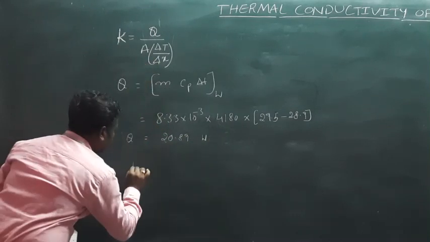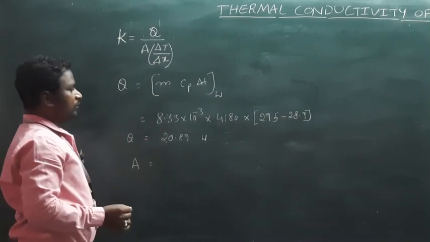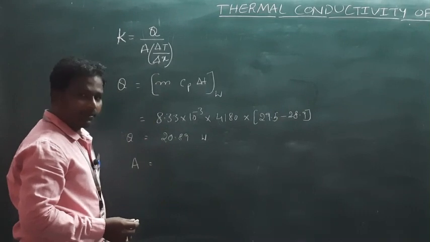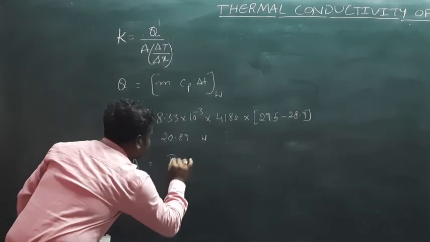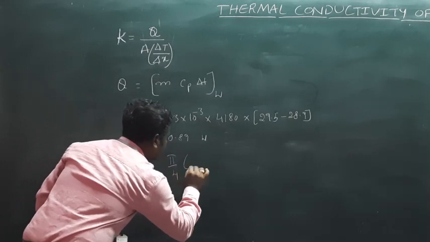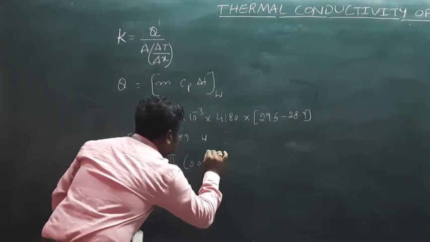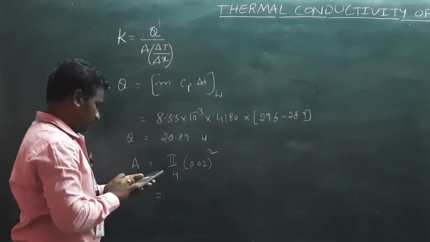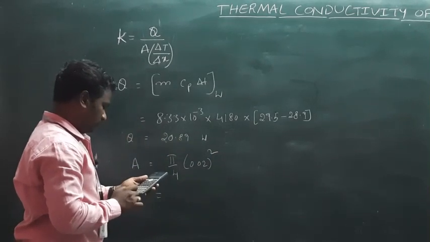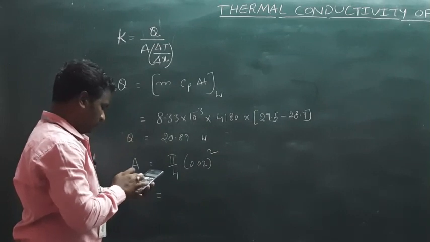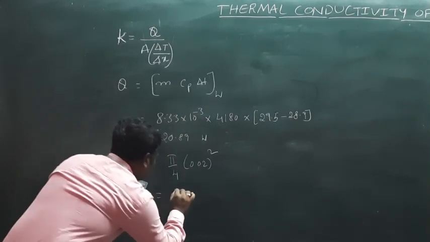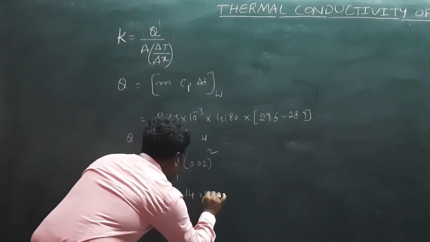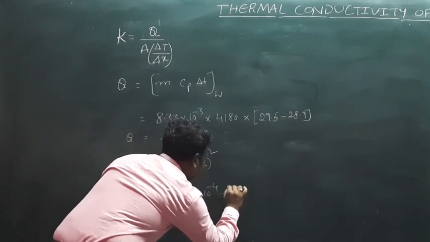Calculate the area. All of you know about the diameter of the rod. The diameter of the rod is 0.02 meters, and the cross sectional area I am going to calculate as pi by 4 d square, which is 3.14 × 10^-4 meter square.